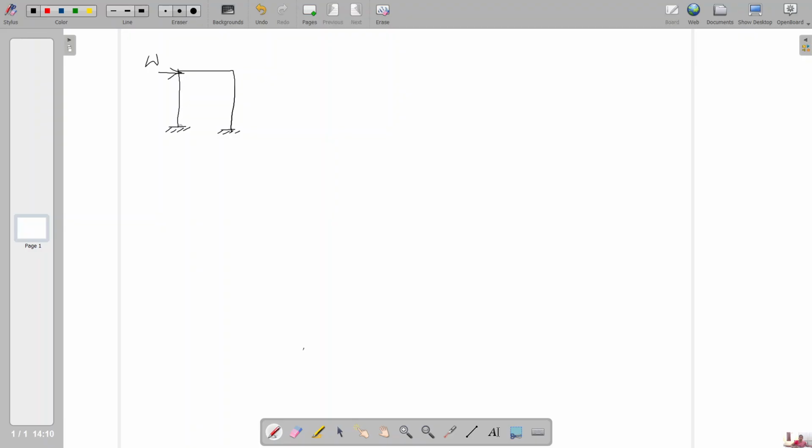Due to this horizontal load, the structure will be subjected to a horizontal drift of an amount delta, and also the resultant moment direction is like this. All the directions are anti-clockwise, and due to the delta settlement, the moment component created is 6EI delta by L square.